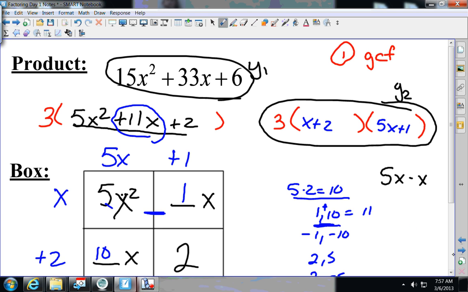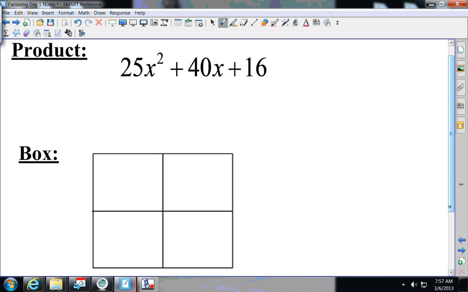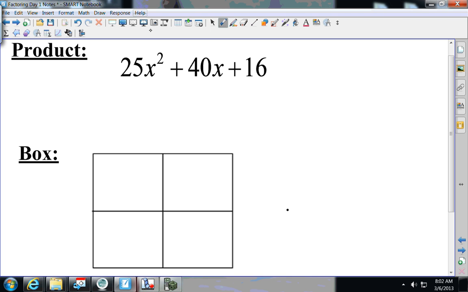Our next one. Try this one. Remember, step 1, find the GCF. All right, step 1. You should have looked for the GCF. I know that 16 does not go into 25.